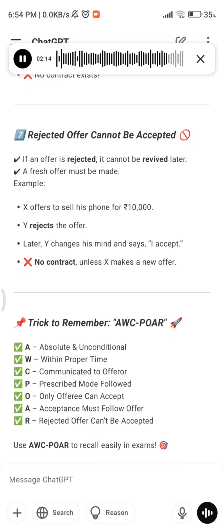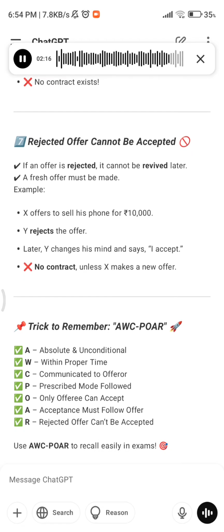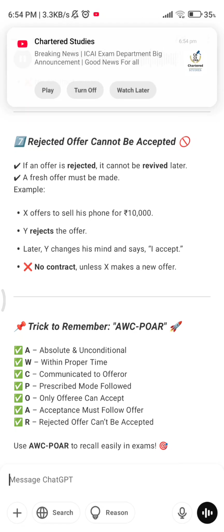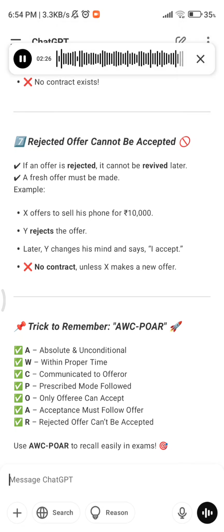Trick to remember, ABC poor. A, absolute and unconditional, within proper time. C, communicated to offerer. P, prescribed mode followed. O, only offeree can accept. A, acceptance must follow offer. R, rejected offer can't be accepted. Use this trick to recall easily in exams.